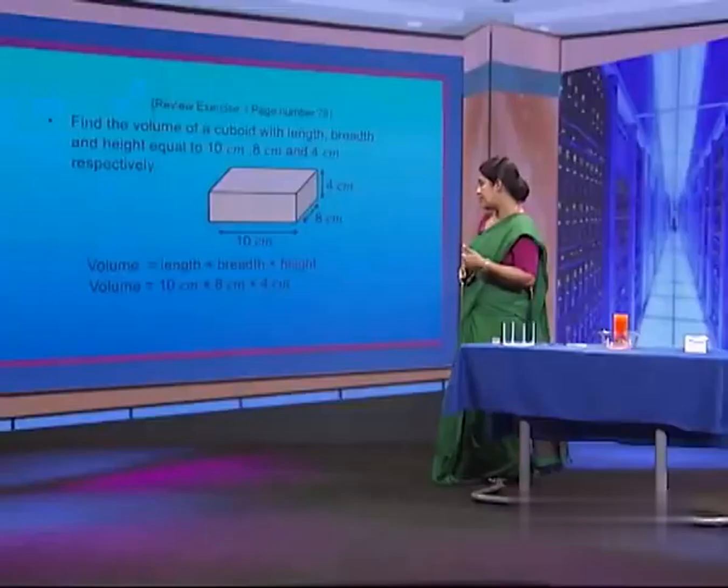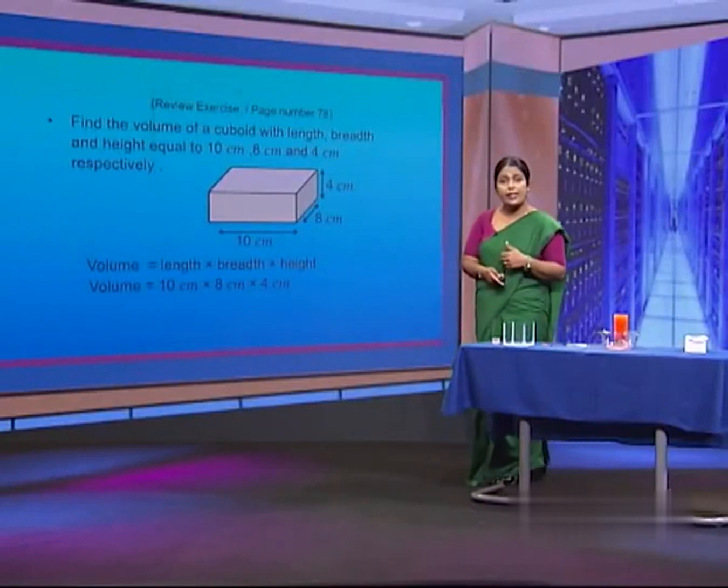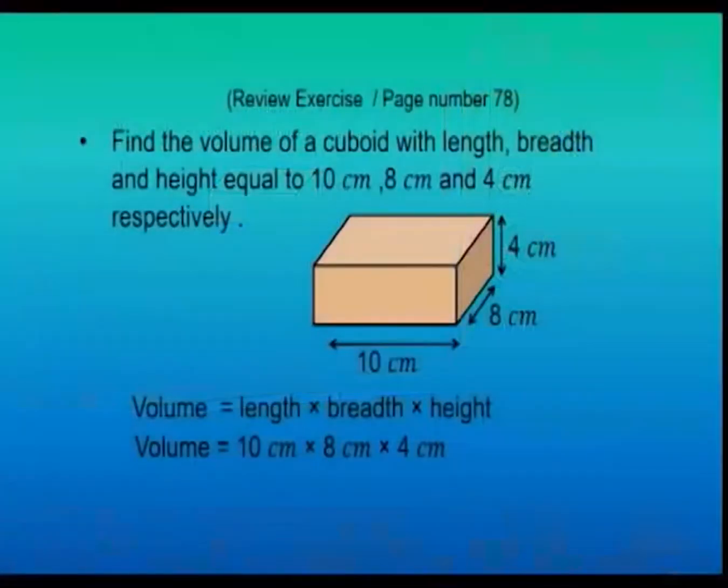So, the measuring unit of volume is cubic centimeters. Okay, you have to write the relationship as volume equals length times breadth times height. Let's substitute the values. Length is 10 centimeters, breadth is 8 centimeters and height is 4 centimeters. 10 times 8, 80. 80 times 4 is 320 cubic centimeters. Okay, let's move to the next question.